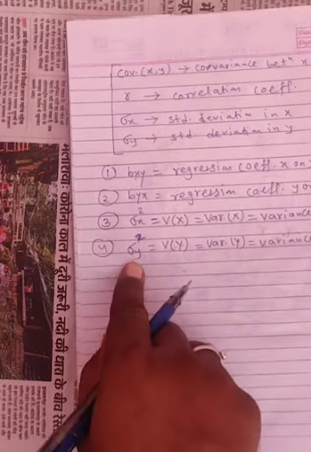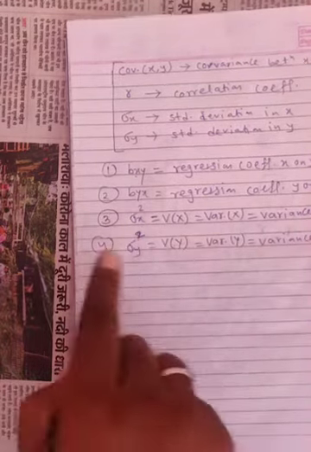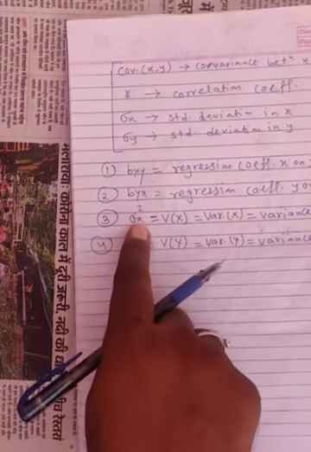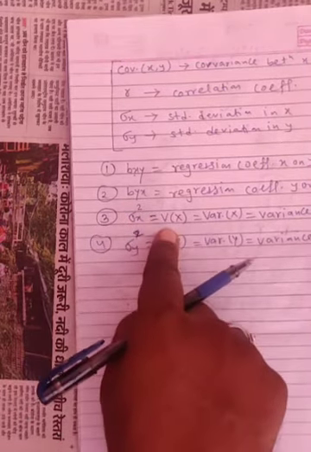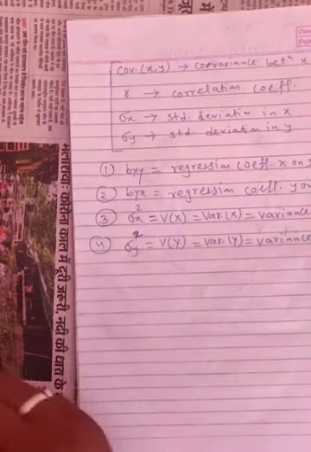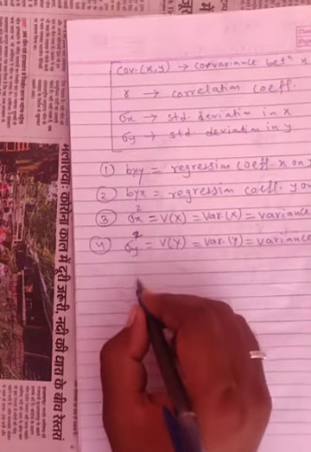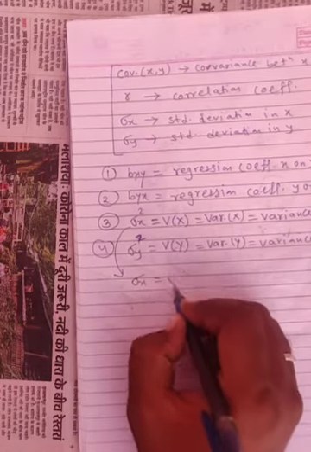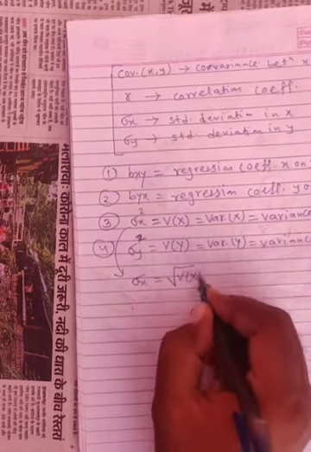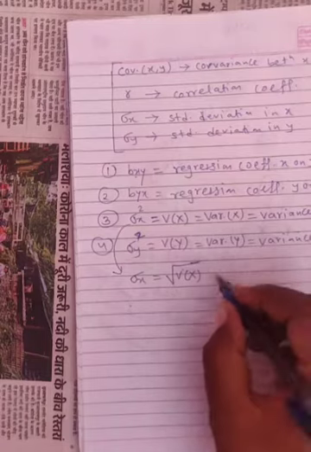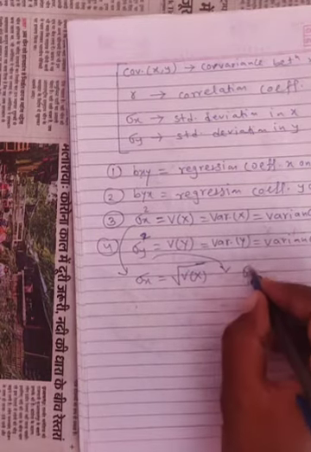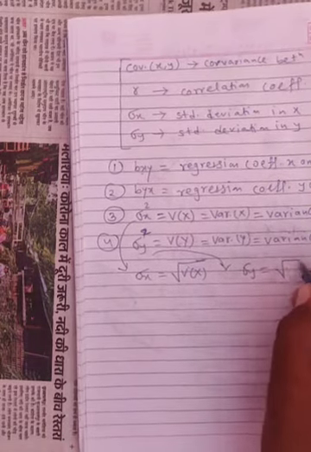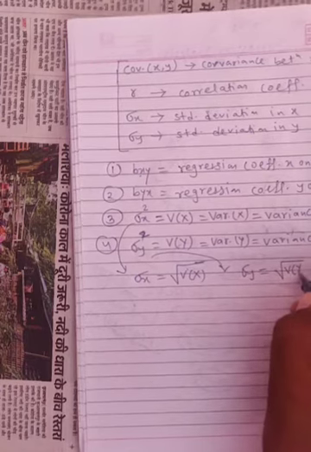The square root of variance is known as standard deviation. Sigma x is equal to the under root of variance. The positive square root of variance is known as standard deviation. So how to find standard deviation here? With the help of this formula, sigma x is the positive square root of variance of x, and sigma y is the positive square root of variance of y.